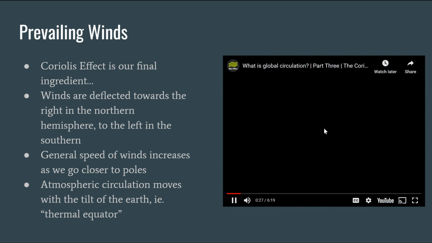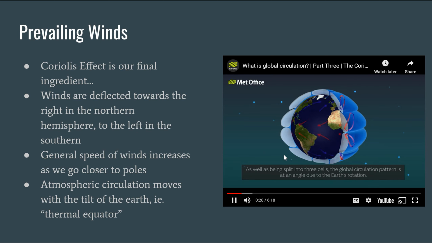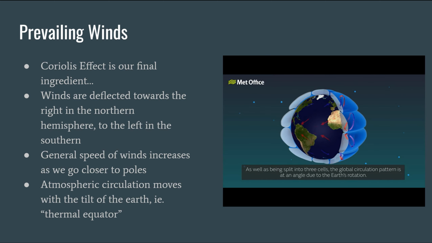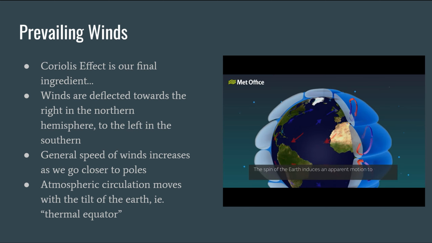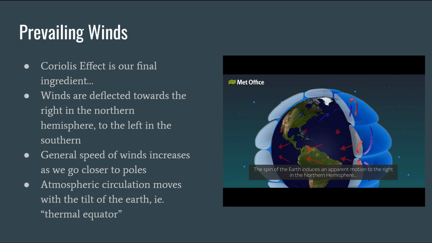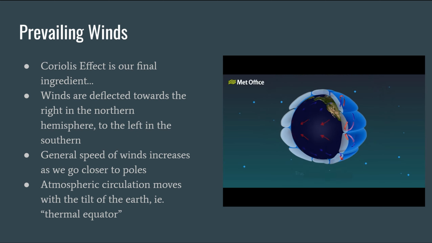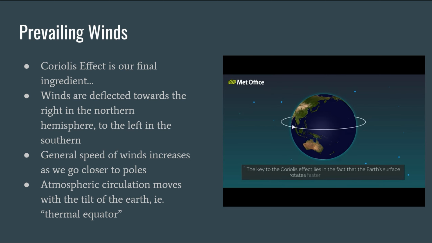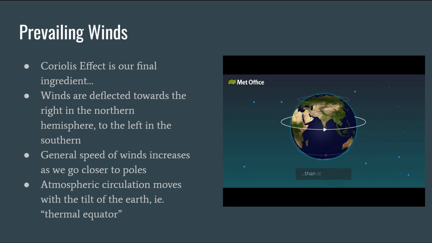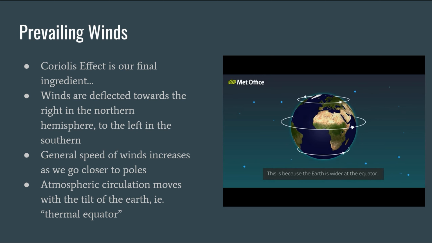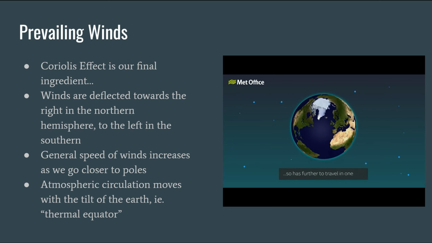Let's take a look. As well as being split into 3 cells, the global circulation pattern is at an angle due to the Earth's rotation. The spin of the Earth induces an apparent motion to the right in the northern hemisphere and to the left in the southern hemisphere. This is the Coriolis effect. The key to the Coriolis effect lies in the fact that the Earth's surface rotates faster at the equator than at the poles. This is because the Earth is wider at the equator, so has further to travel in one day.